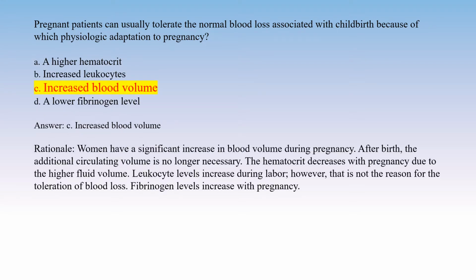Answer: C. Increased blood volume. Rationale: women have a significant increase in blood volume during pregnancy. After birth, the additional circulating volume is no longer necessary. The hematocrit decreases with pregnancy due to the higher fluid volume. Leukocyte levels increase during labor, however, that is not the reason for the toleration of blood loss. Fibrinogen levels increase with pregnancy.